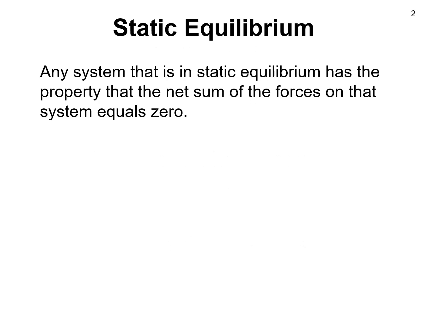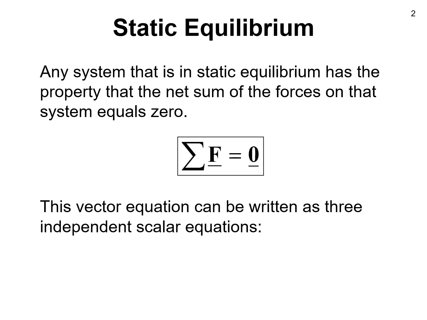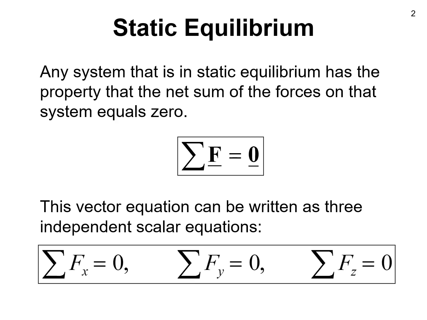So any system that is in static equilibrium has the property that the net sum of the forces on that system equals 0. And we can express this as the sum of the forces equals 0. Notice that this is a vector equation. That's why everything is in bold. But it could be rewritten in terms of its components in x, y, and z, although for now we are only studying the x and y two-dimensional version.